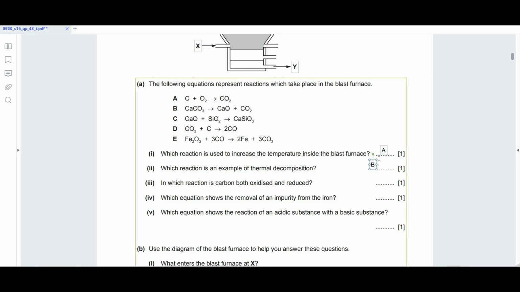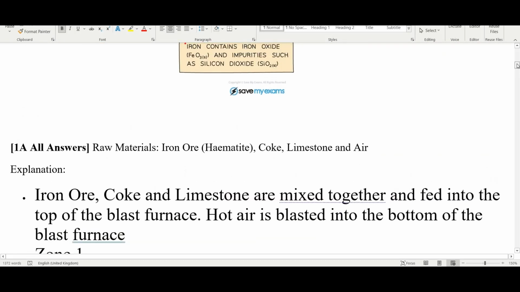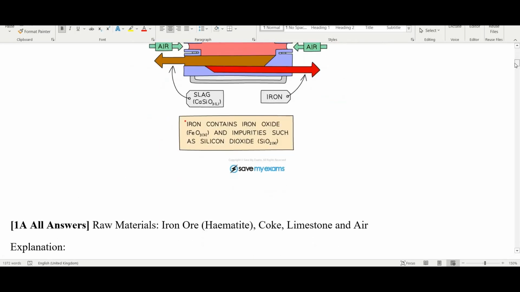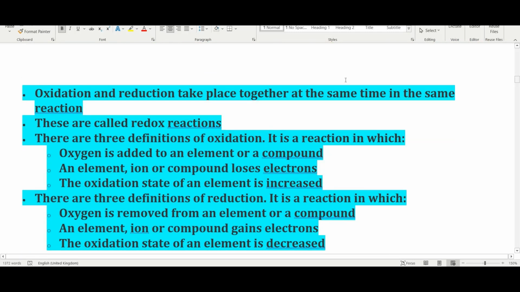Answer is B. Now moving on to the third part of the question. In which reaction is carbon both oxidized and reduced? So the answer for this question is reaction D. I'll tell you why. Before solving this question, you should know the definitions of oxidation and reduction. There are basically 3 definitions, but for this question we are looking for the definitions of addition of oxygen and removal of oxygen. So this first definition is the one you should be familiar with for this question.